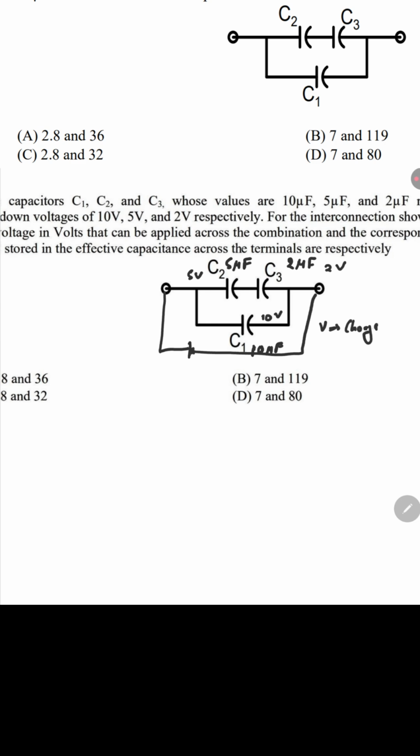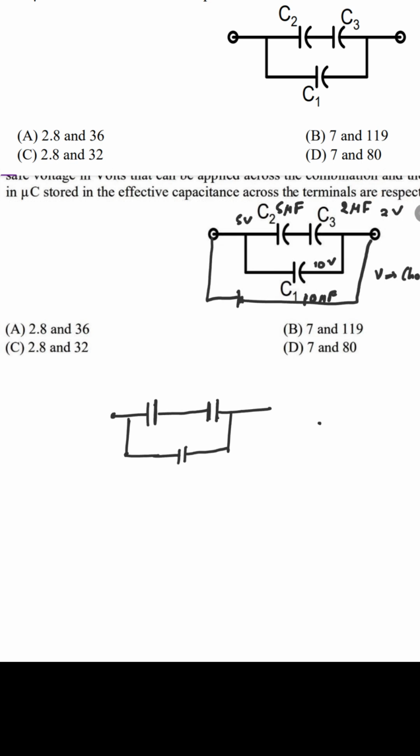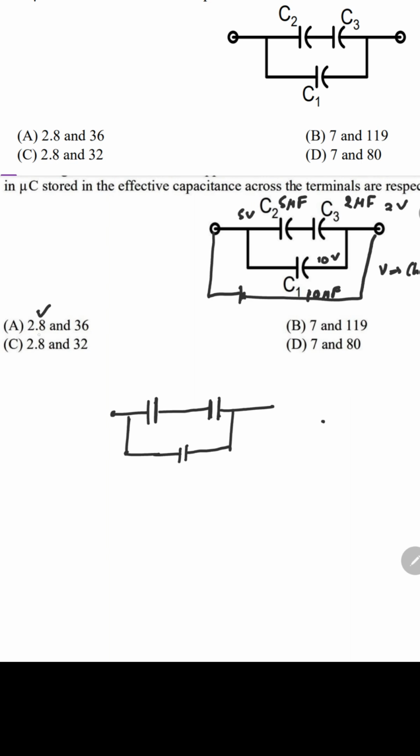Okay, so pause the video and try to solve it. If you are not able to solve it, let me give you the hint. From the options itself we can see that there are only two voltages which are being applied to the terminal, either 2.8 or 7 volts. Okay, so this breakdown voltage is 5 volts and 2 volts.